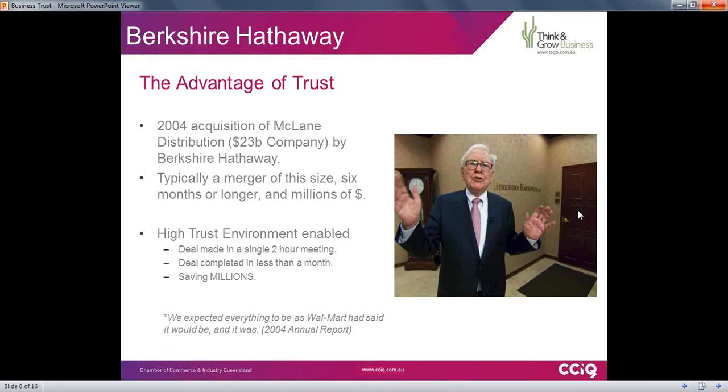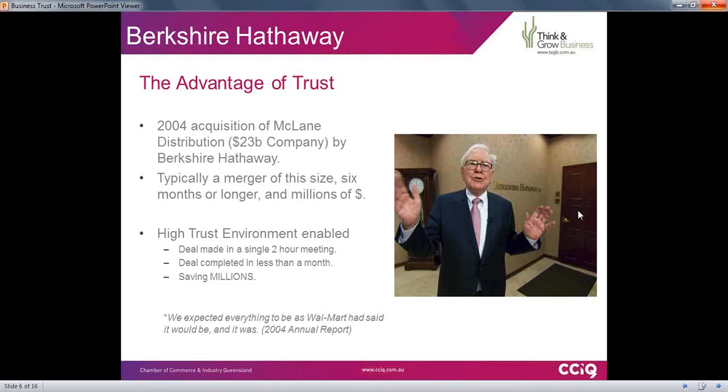So it wasn't a small purchase. McLean Distribution by itself was a $23 billion company. And an acquisition of that size would usually take months. The due diligence, the meetings, the to and fro, the negotiations. And the cost of acquisition would have extended into the millions.